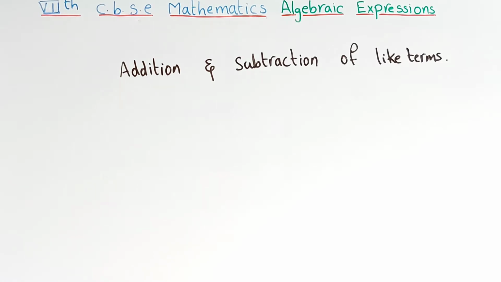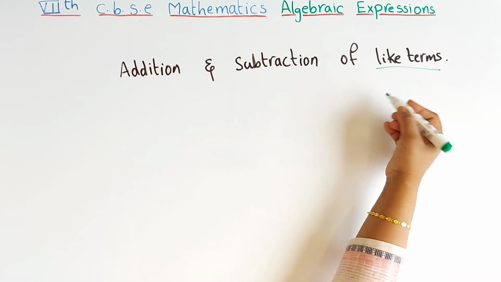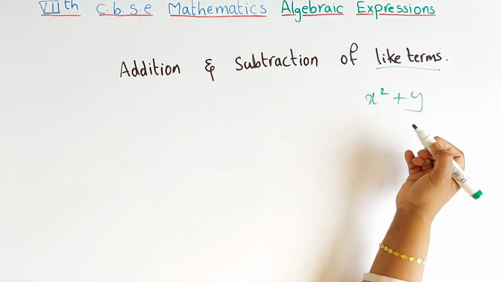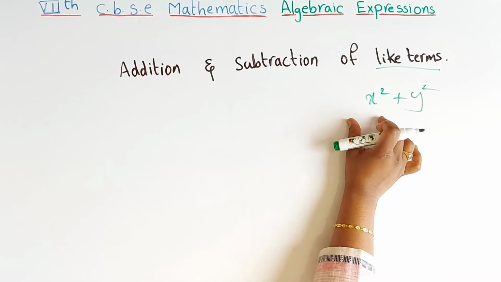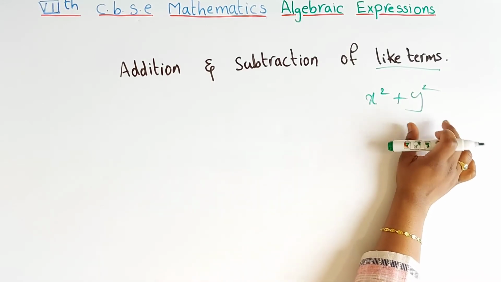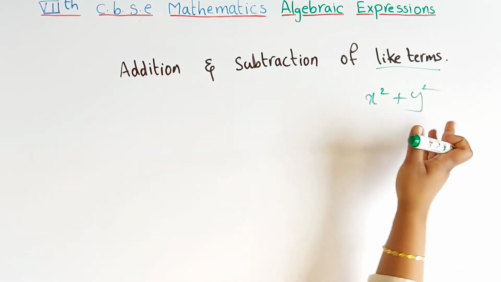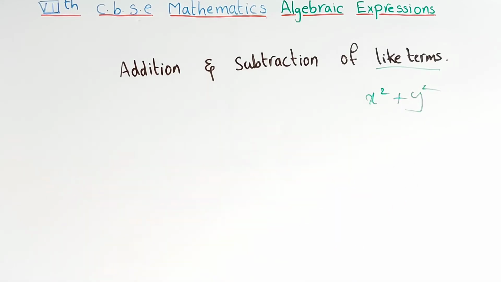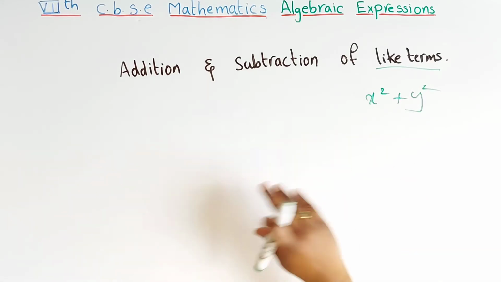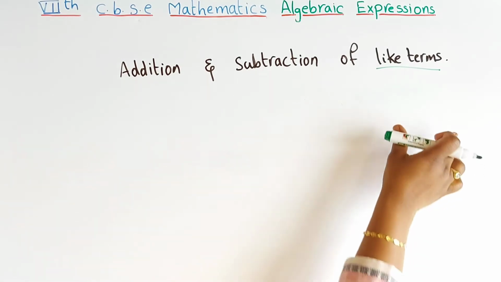Addition and subtraction of like terms, children. Why only like terms? Let us take the example x square plus y square. This term contains the factor x square and this term contains the factor y square. We cannot add them, right? Because these are unlike terms. We cannot apply operations like addition and subtraction on unlike terms. Right, children? So we are taking only like terms.